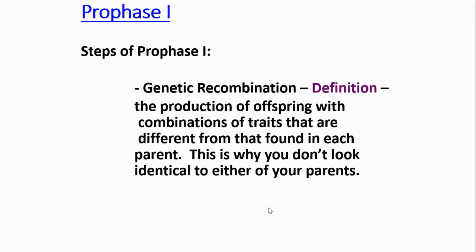Genetic recombination is the production of offspring with combinations of traits that are different from that found in the parent. So this is why you don't look identical to either one of your parents. You may have some of their similar traits like hair color, but you don't have every single trait. And I know some people say, well, I look like a spitting image of my mom, or I look like a spitting image of my dad. And that's true in some sense of the word, you do, but there are some slight differences as well.